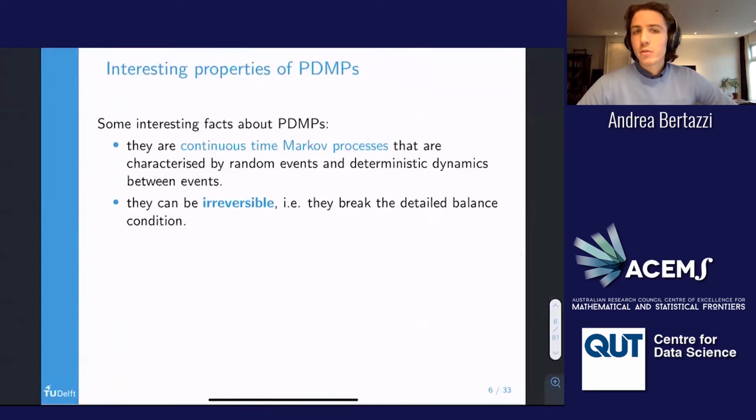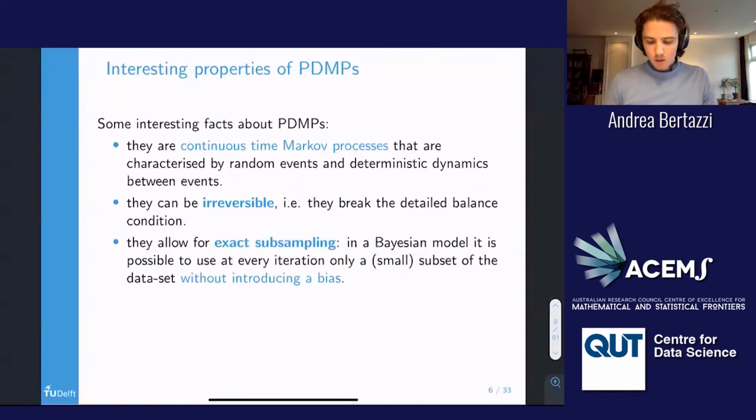Then they can be irreversible, meaning they can break the detailed balance condition. For an MCMC sampler this is in general a very good property, or at least it's believed to be, as there is now plenty of evidence that adding some irreversibility, or at least breaking the detailed balance condition, can be very beneficial for a Markov chain or a Markov process, meaning it will converge faster to the target.